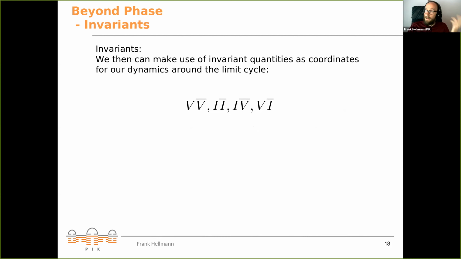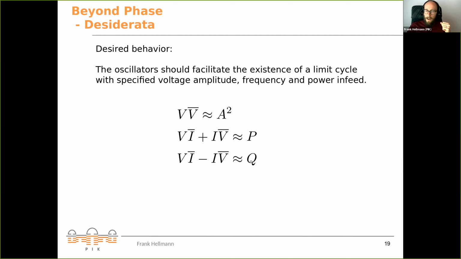This is the first step. Then looking at what the invariants on this limit cycle are, we can make use of invariant quantities, which there are naturally at quadratic order. There are just 4 of them, which are the obvious ones. And these invariant quantities turn out to have a natural physical interpretation.